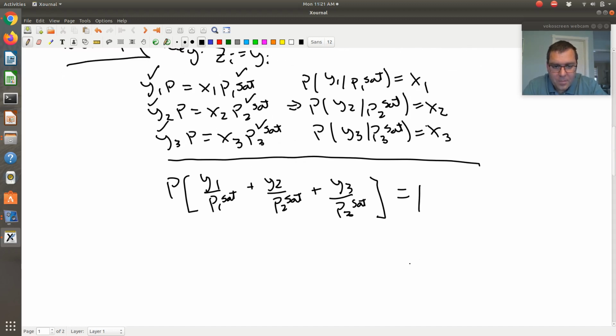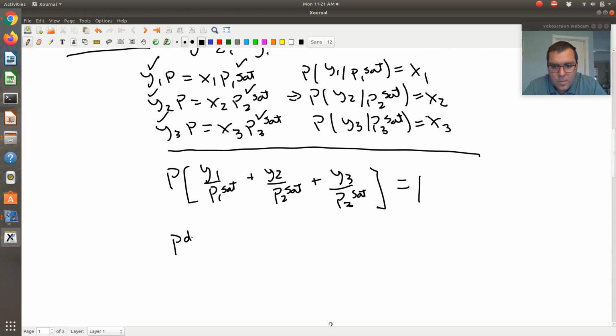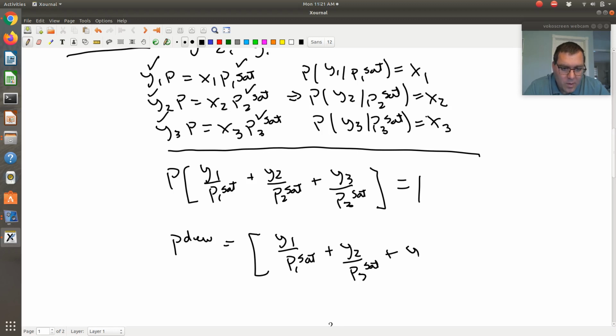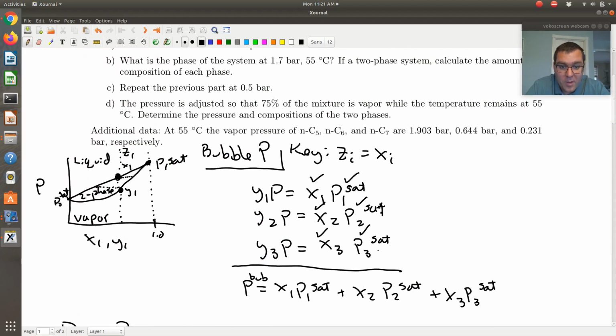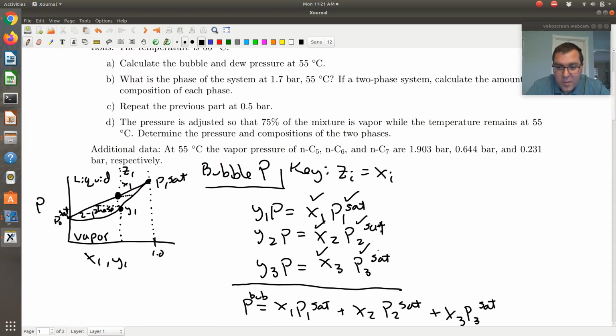So finally, if I were calculating the dew P, it would just be the inverse of this: y1 over P1 sat plus y2 over P2 sat plus y3 over P3 sat, all inverse. So I can solve for P. And again, y1 is equal to y2 is equal to y3, which is just equal to 1/3, in this case, since it's equal molar. So basically then, now I know P bubble and I know P dew.